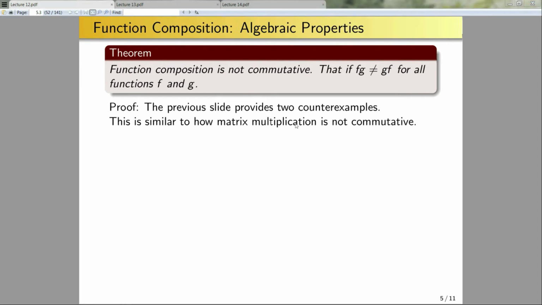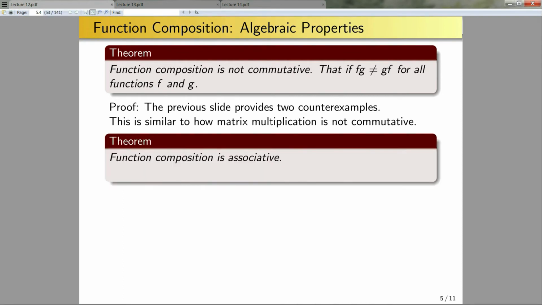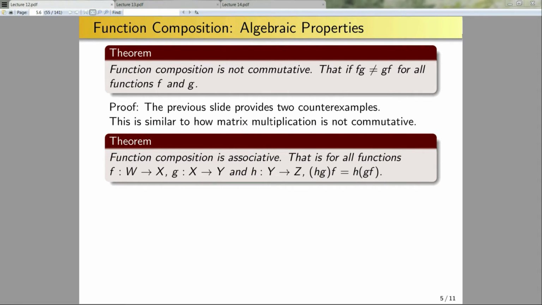Okay, so let's step away from this discussion of matrix multiplication and talk about function composition being associative. This is to say, for all functions f, g, and h, such that the domains and codomains match up nicely, h∘(g∘f) is equal to (h∘g)∘f. So you might think this is true because it's true for matrices. But that does not necessarily imply that it works for function composition in general. So we need to give a proof, or in this case, a sketch of a proof.